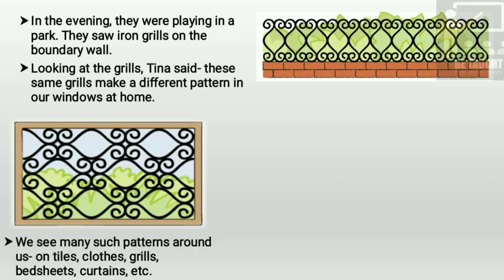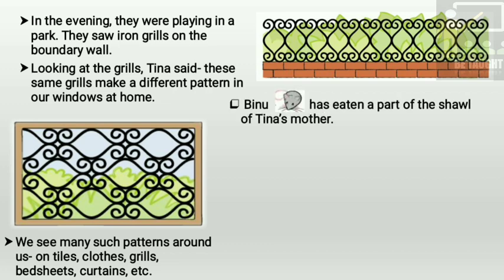We see many such patterns around us on tiles, clothes, grills, bed sheets, curtains, etc. Binu has eaten a part of the shawl of Tina's mother. Now Binu is a name of a rat, what it is given over here.